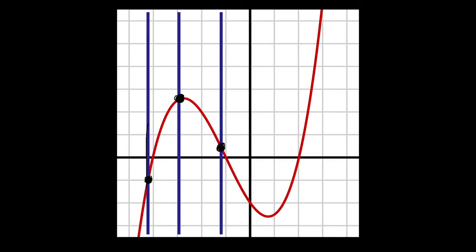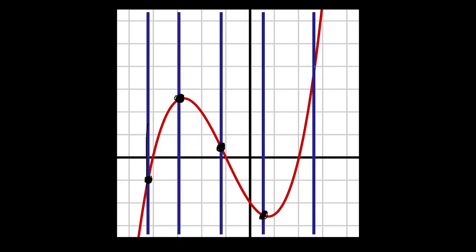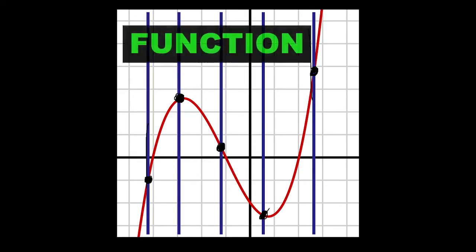Once only. I'm gonna draw another line. How many times did it intersect? Once again. So you have noticed this vertical line intersects the graph only once. This vertical line intersects the graph only once. This one, once. This one, once. And this is a function. Because the intersection of the vertical line with the graph is only once. Is that clear?